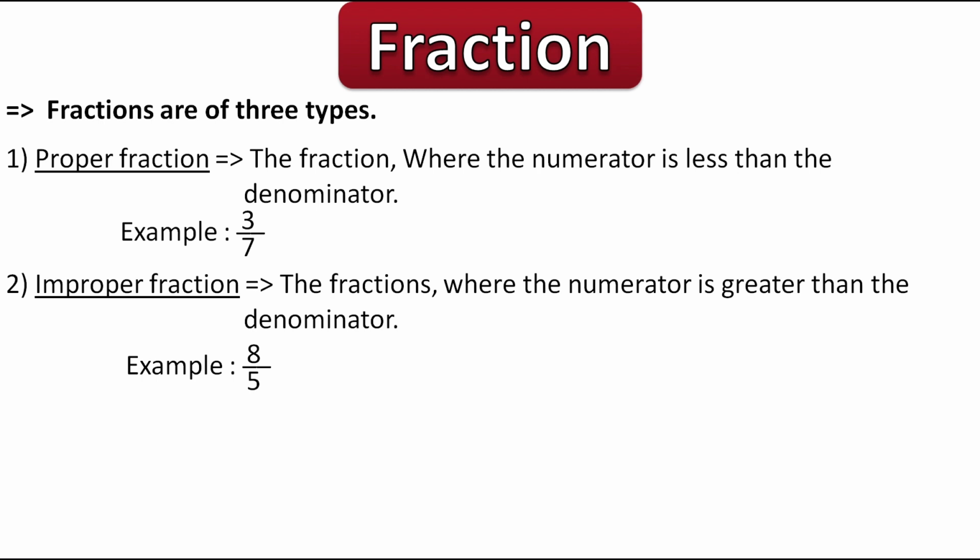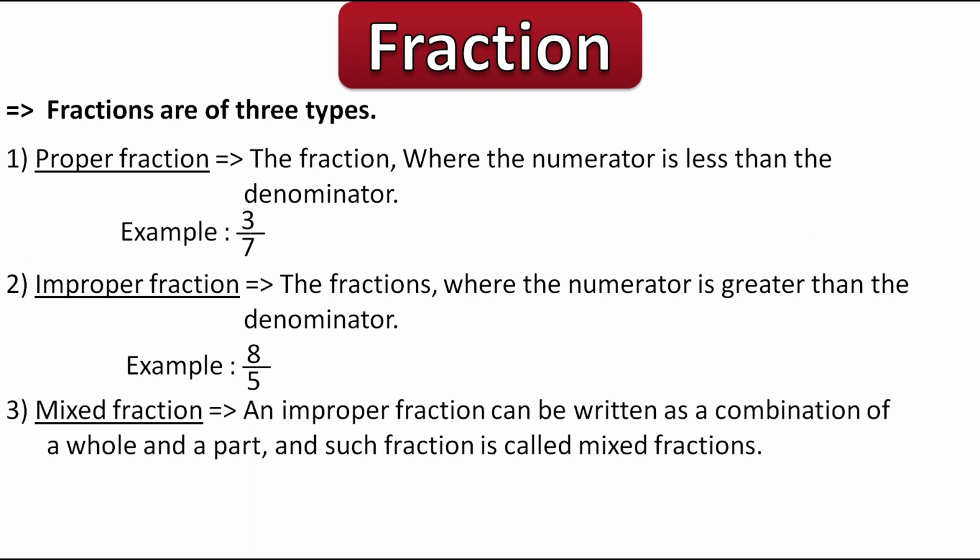Now we have one more type, that is mixed fraction. An improper fraction can be written as a combination of a whole and a part, and such fractions are called mixed fractions. If we convert an improper fraction into a whole and a part of a fraction, then that fraction is called a mixed fraction. For example, 2 3 upon 5. This is the mixed fraction where this 2 represents a whole and this 3 upon 5 is a fraction.